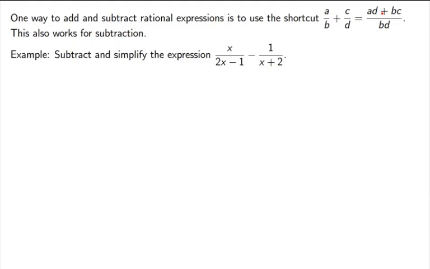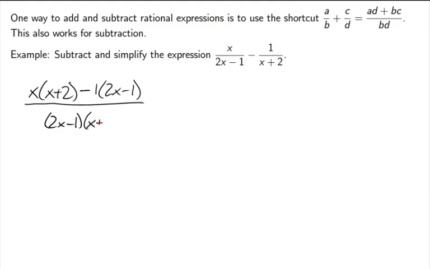So let's use this technique to perform the subtraction of two rational expressions that have different denominators. So, again, I'm going to come diagonally first. So I get x times x plus 2. And then I keep this sign, that's a minus. And I'm going to multiply now the other diagonal. 1 times 2x minus 1. All over. Now I'm going to multiply the two terms from the denominator. 2x minus 1 times x plus 2.